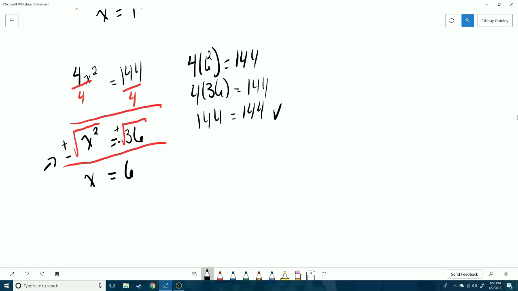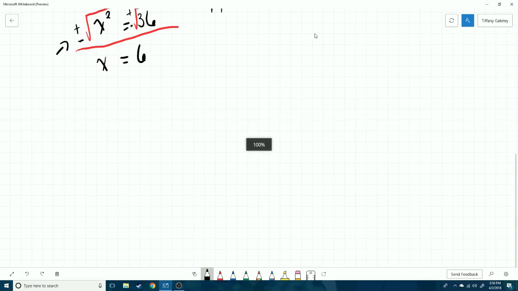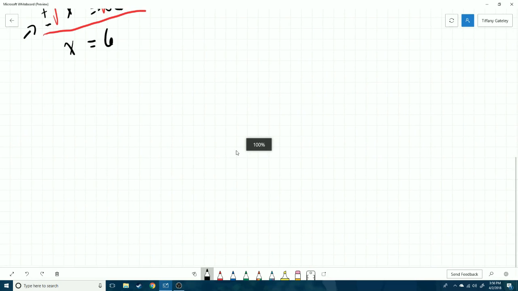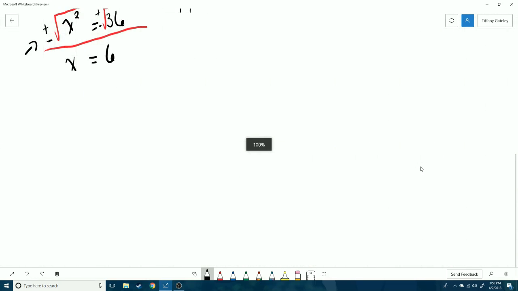Okay, and so then our next example, in this example, you're going to want to know how to factor. I'll kind of explain it as we go, but I'm going to make a video over factoring that you can go watch, and then you can come back and look at this example. So this example is x times 4 plus x equals 192.